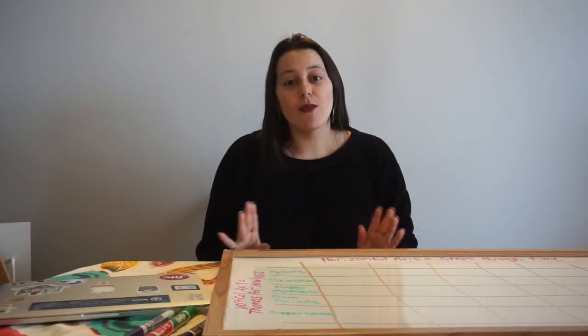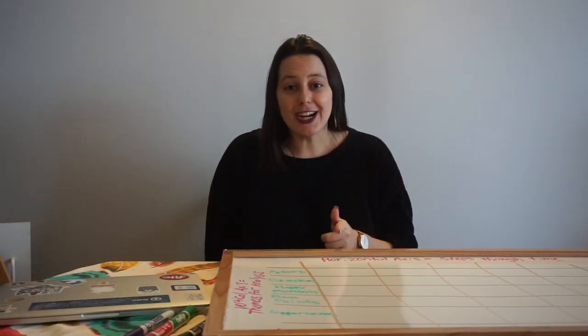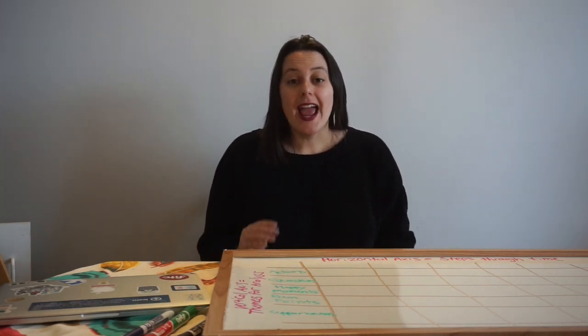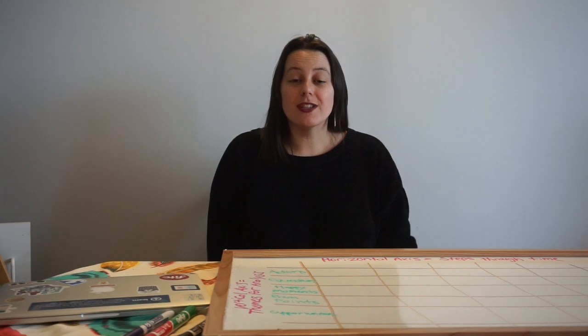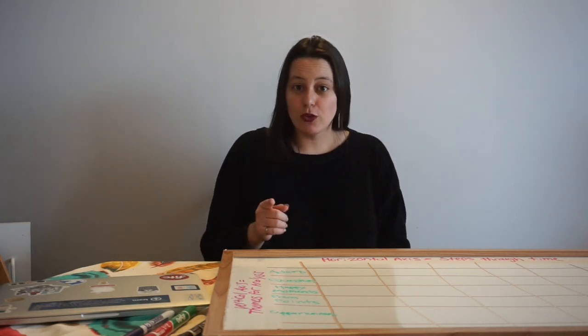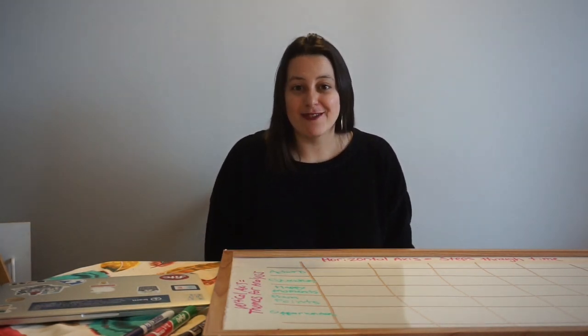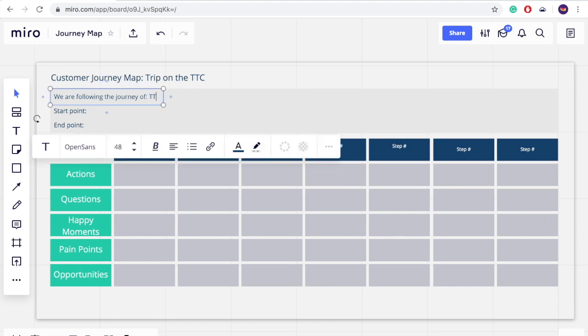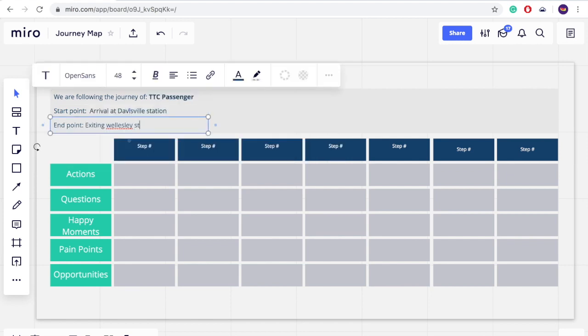Okay. I've been doing a lot of walking and talking, but here is where we're going to jump into the role of a user experience researcher and watch what it's like for a passenger to take a trip on the TTC. You ready? We're going to fill out this grid together. For the rest of the lecture, we'll be referring to this digital version of the grid. Okay, let's fill in what we know. So who are we following again? The TTC passenger. And our starting and ending points are going to be arriving at Davisville Station and exiting Wellesley Station.